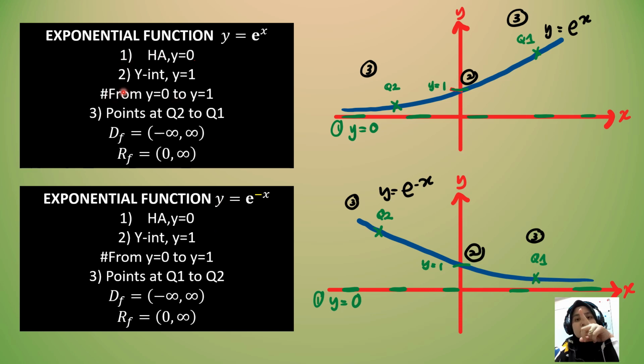Okay, from step 1 and step 2 you actually already have the direction of your graph, which is your graph must move from y equal to 0 to y equal to 1. So if it goes from 0 to 1, it goes up. Okay, there are two options, either from the left or from the right. So next, to identify whether it is from the left or from the right, we depend on the third step.